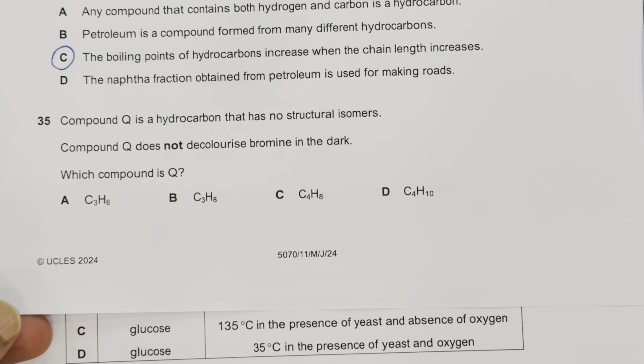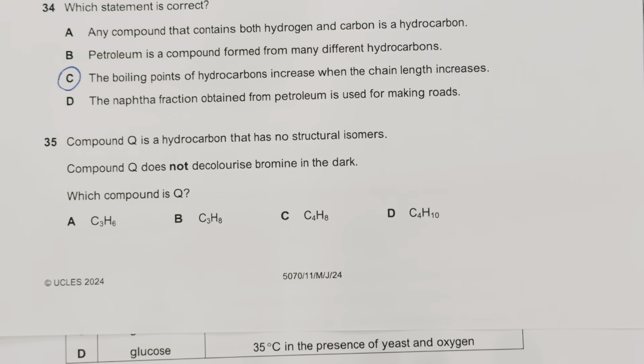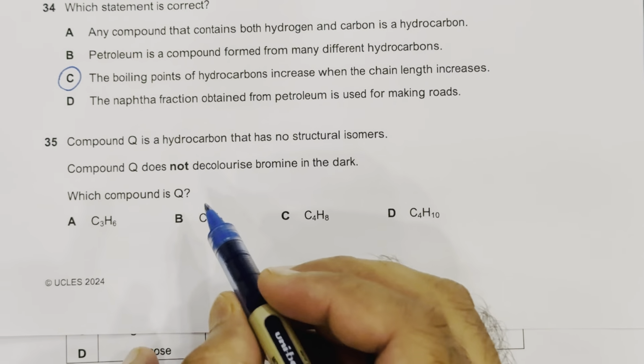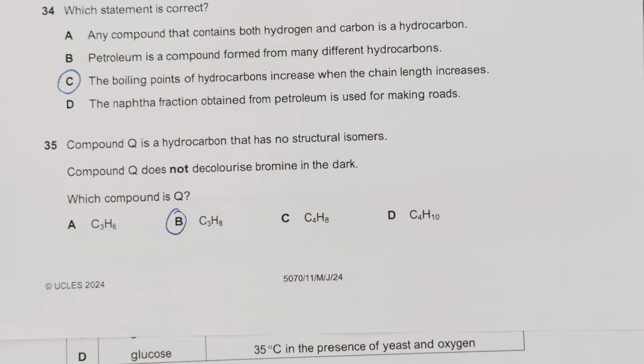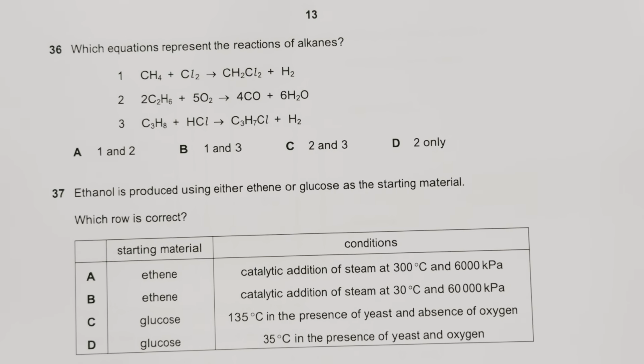Moving to question number 35. Compound Q is a hydrocarbon that has no structural isomers. Compound Q does not decolorize bromine in the dark. Which compound is Q? So it should be an alkane, and the alkane that has the least number of carbon atoms. So C3H8 is the right answer because it has fewer carbon atoms compared to butane.